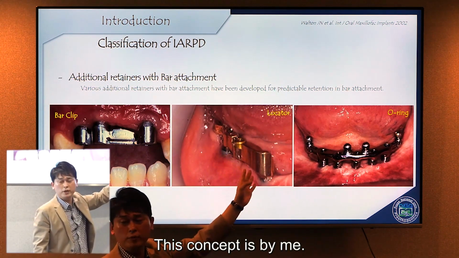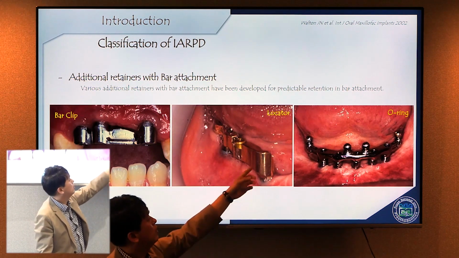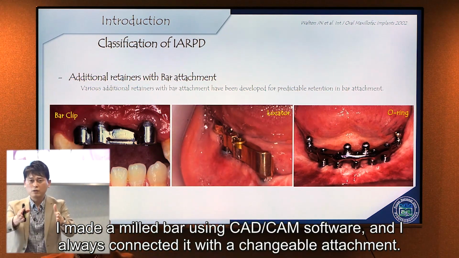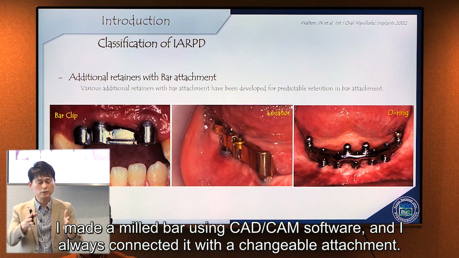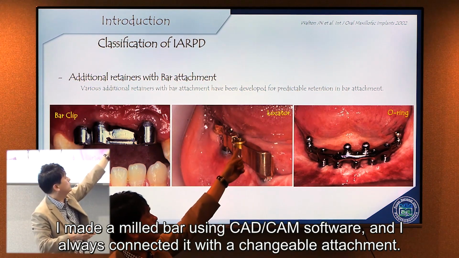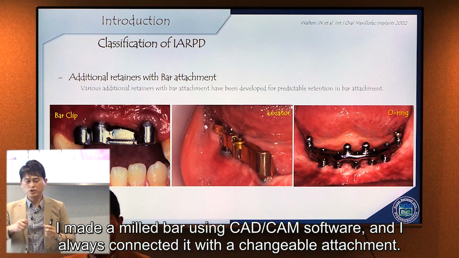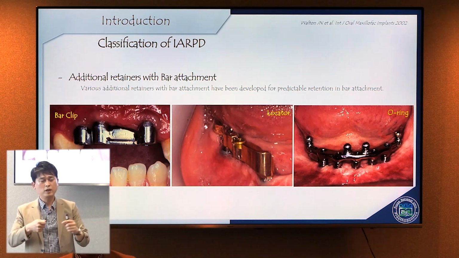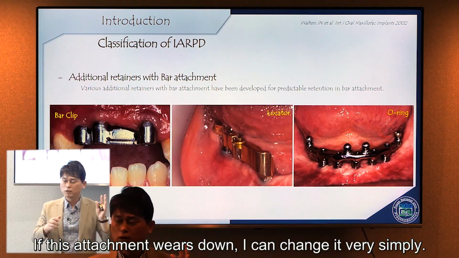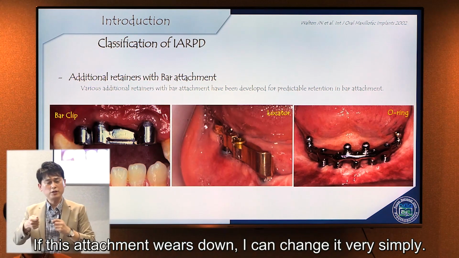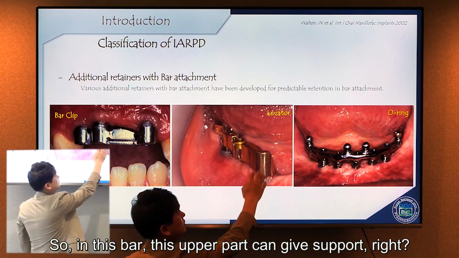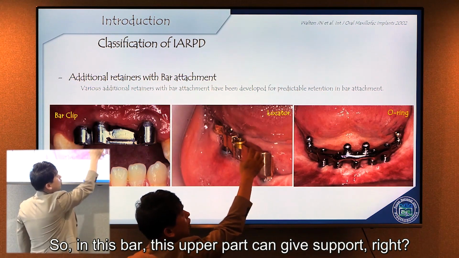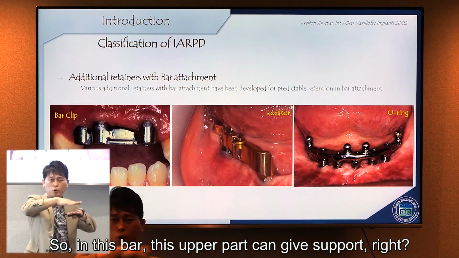This concept is by me. Anyway, I made the bar using the CAD/CAM technique, and then I always connect it with a changeable attachment. If this attachment wears, I can change it very simply. So in the bar, the upper part can give the support, right?